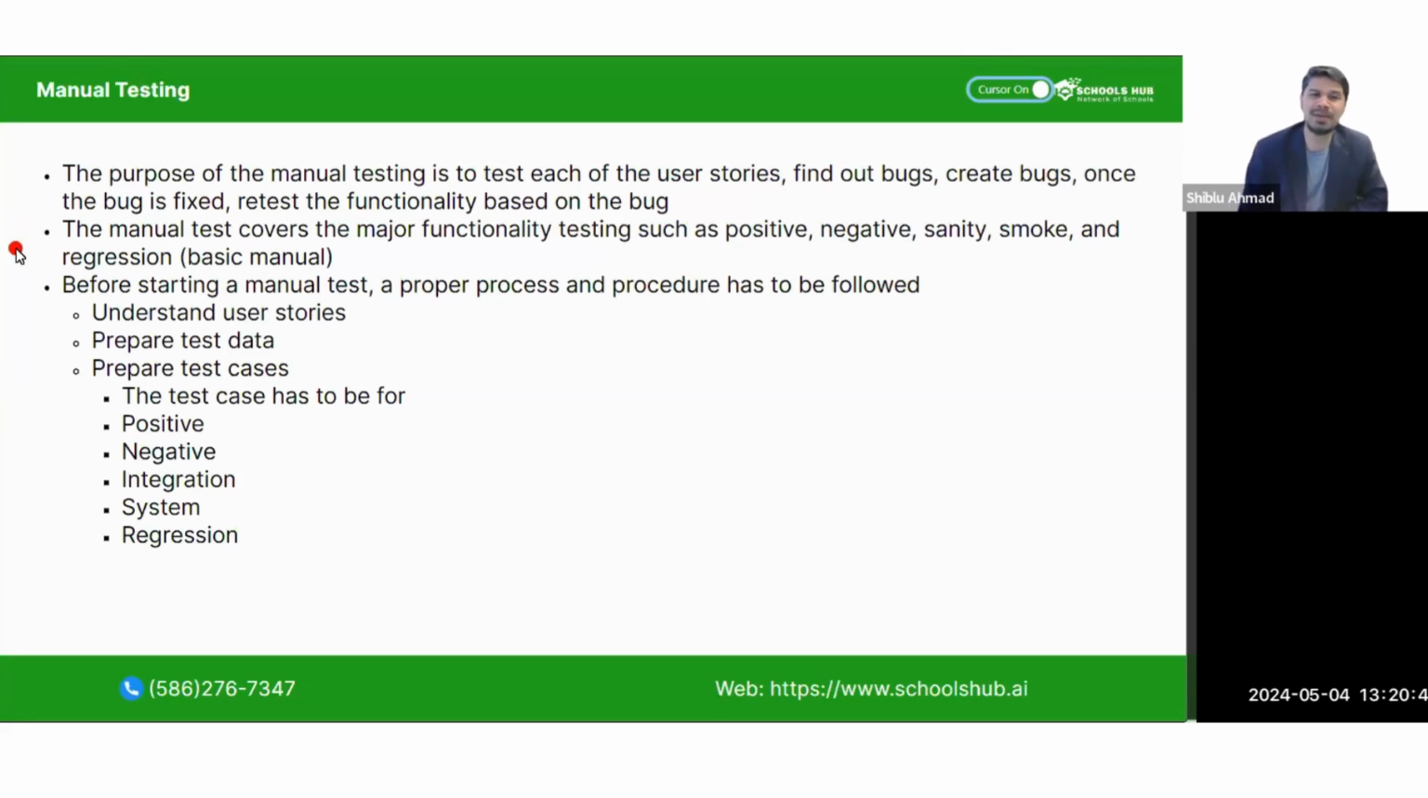Manual testing covers the major functionality testing, such as positive, negative, sanity, smoke, and regression. There are lots of types of testing. I can tell you many, okay?